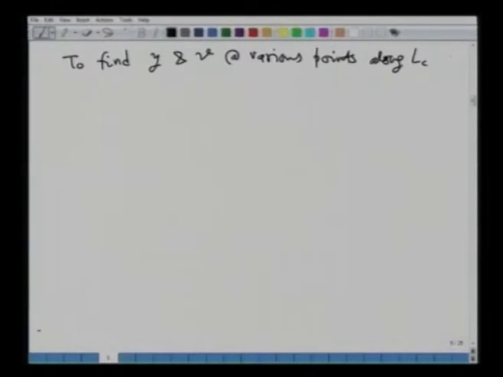Let me move on. Our objective is to find y, that is the depth of flow, and the velocity at various points along LC. Along the channel length, we need an iterative solution of the Manning's equation. Okay.